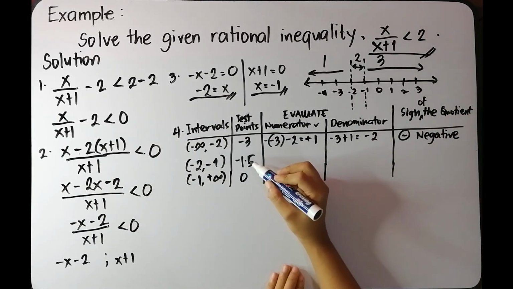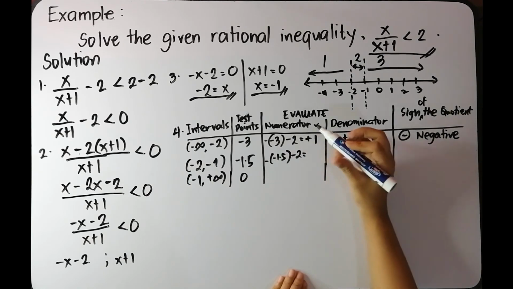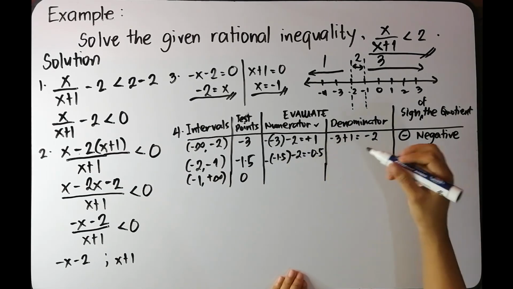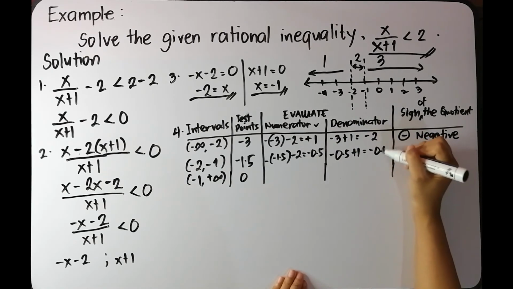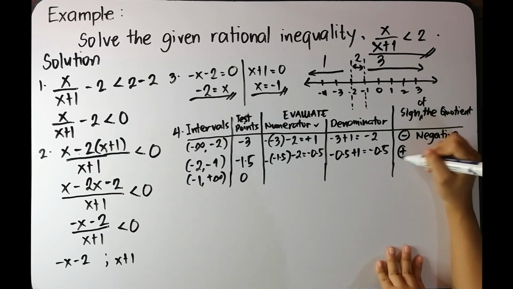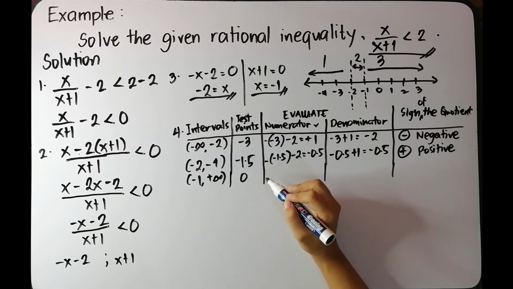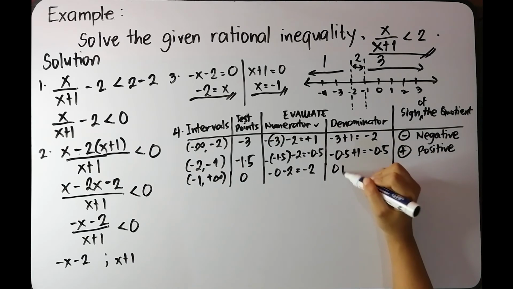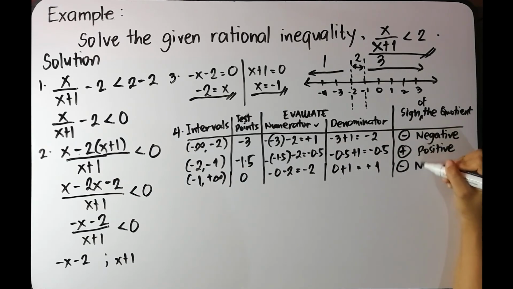Next, test point, we have negative 1.5. So negative 1.5 minus 2. That is equals to negative 0.5 because positive 1.5 minus 2, that is negative 0.5. Then we have negative 0.5 plus 1. This is equals to negative 0.5 also. So negative 0.5, then negative, or divided by negative, that is equals to positive. Next, we have 0. So negative 0 minus 2, this is equivalent to negative 2. So 0 plus 1, we have positive 1. So negative divided by positive, this is equals to negative.